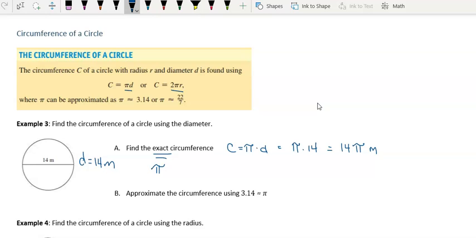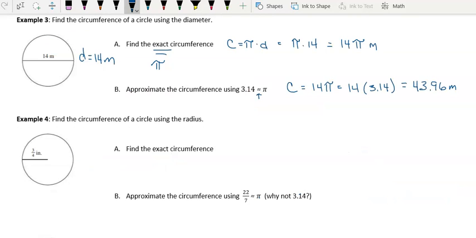Now they want us to approximate using 3.14 as pi. And remember that this little squiggly equal sign means approximately equals. All right, so the circumference is 14 pi. We already found that out. And so we're just going to put 3.14 in for pi. And we're going to get 43.96 meters. So again, don't forget the meters.